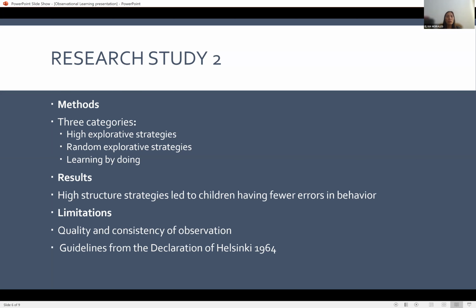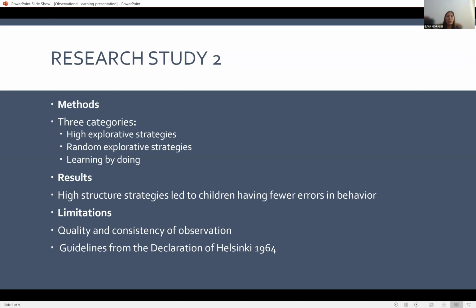But some limitations of the study are the quality and the consistency of the observation, because children have a hard time staying still and paying attention to something for a long time. It is a little difficult to rely on these measures. Maybe in future studies, all the children can be included, so that way it has more reliability.